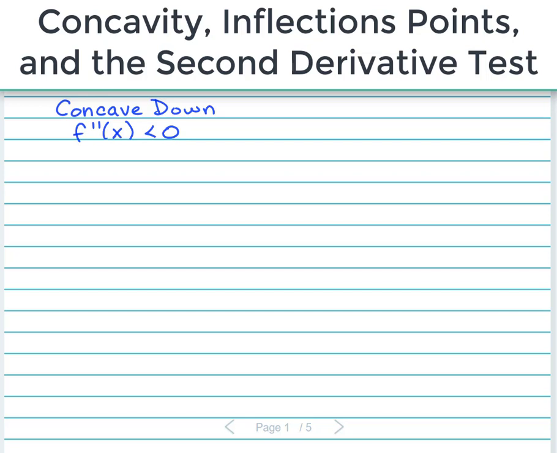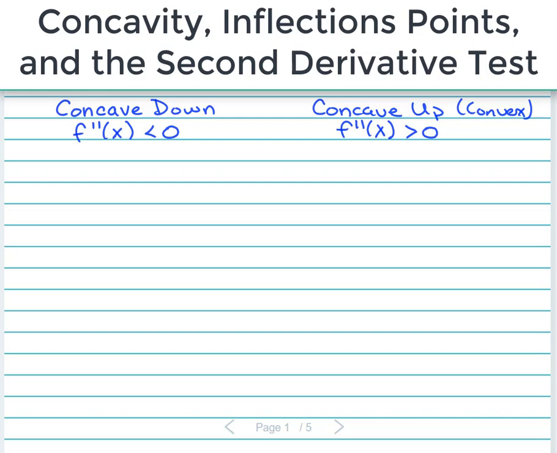Similarly, a function is called concave up, and some textbooks refer to this as convex, if its second derivative is greater than 0.